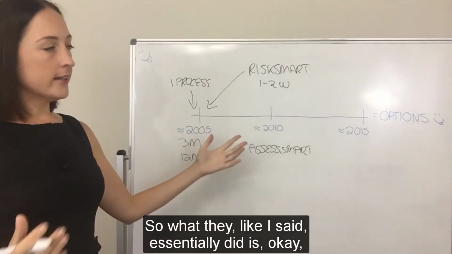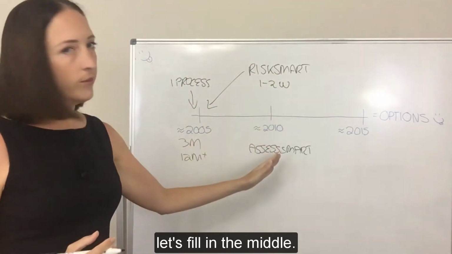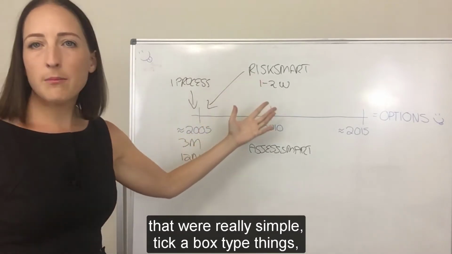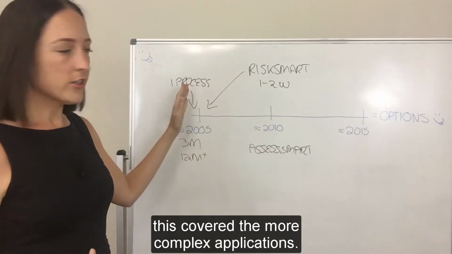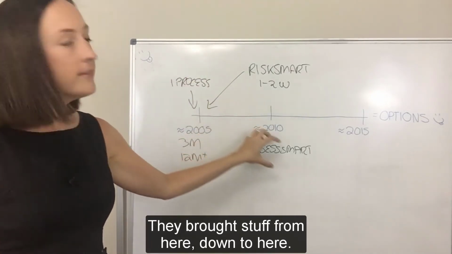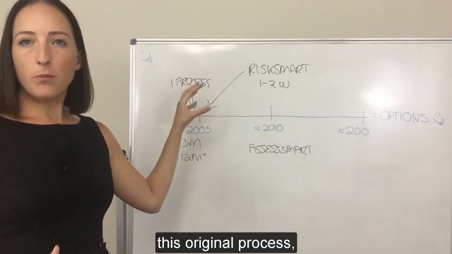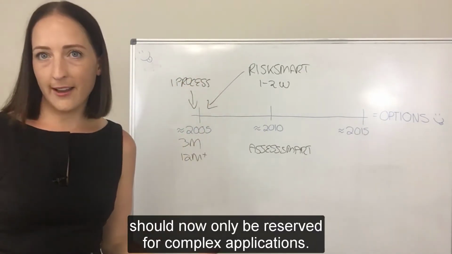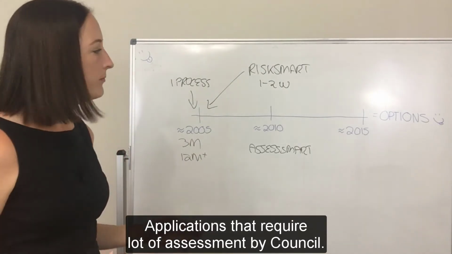So what they, like I said, essentially did is, okay, we've got one extreme, the other extreme, let's fill in the middle. So where this now covered applications that were really simple, tick a box type things, this covered the more complex applications. They brought stuff from here down to here. So what they essentially said is this original process should now only be reserved for complex applications. Applications that require a lot of assessment by council.